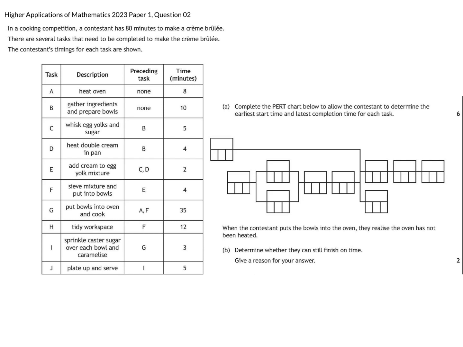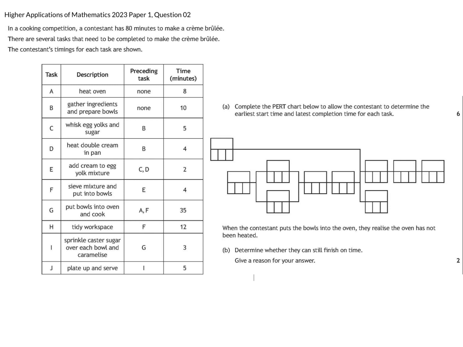We've been asked then to complete a PERT chart to allow the contestant to determine the earliest start and latest completion times for each task. So what we would do is what we've done at National 5, and we would complete this table, placing the tasks and timings in the middle boxes. We can see tasks A and B have got no preceding tasks. So tasks A and B are going to be one of these two tasks here.